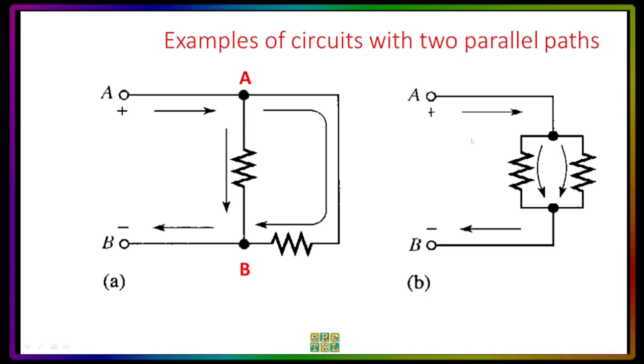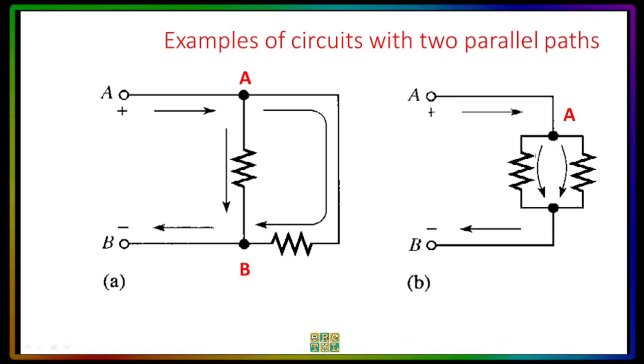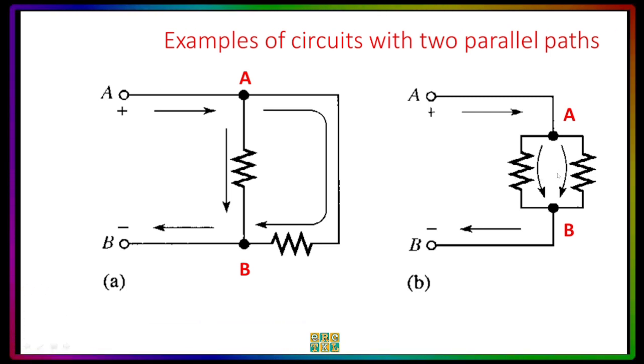Physically they are not the same, but logically there's one current going into this node A, and it will split into two, and it will go to node B. Now the value of the current that will go here will not be equal unless the resistors are equal.